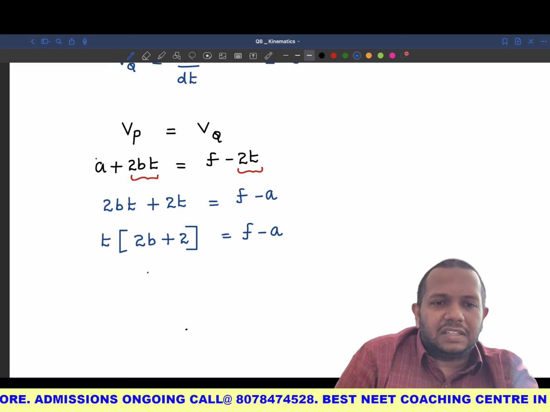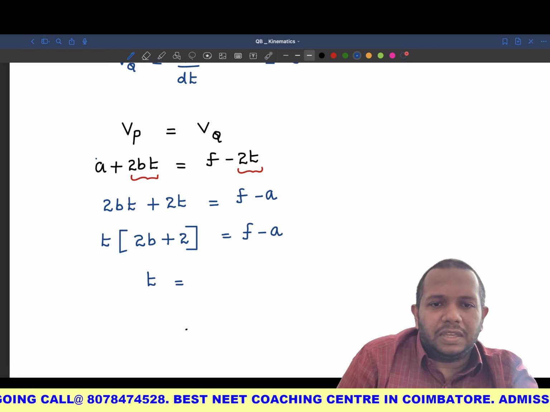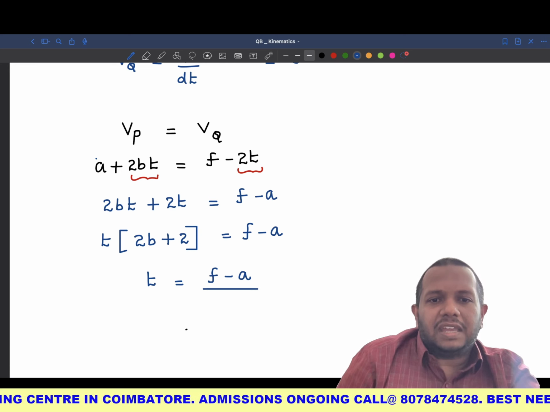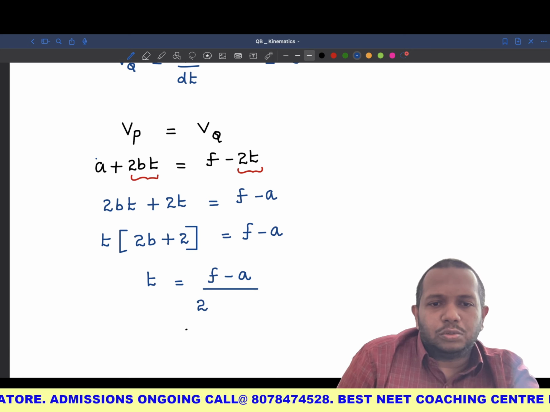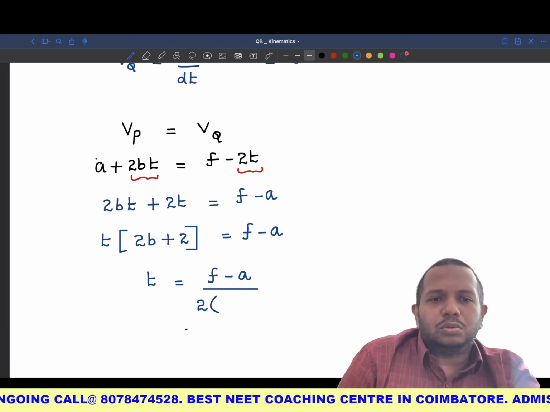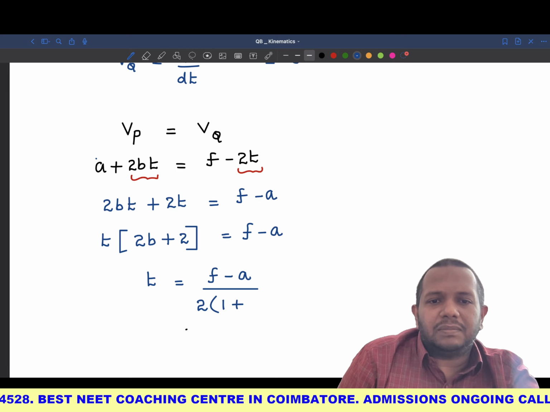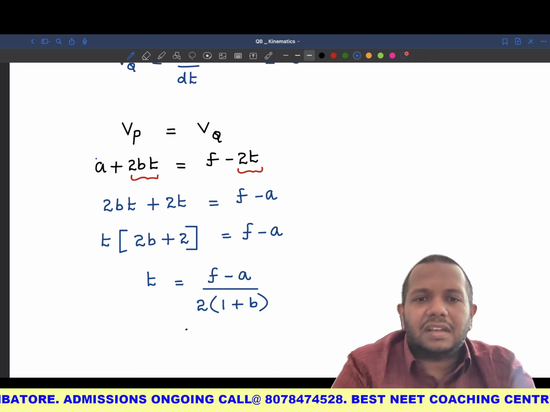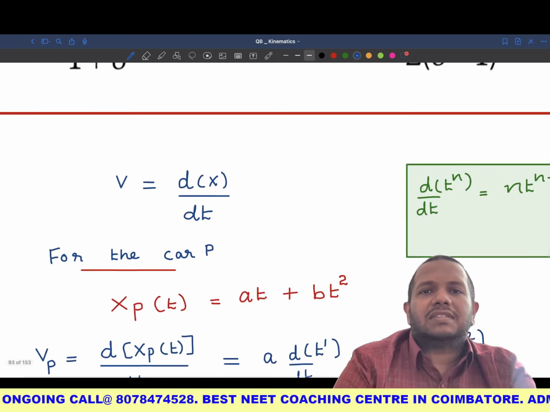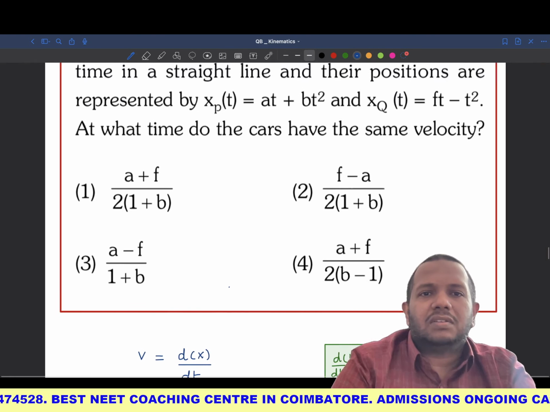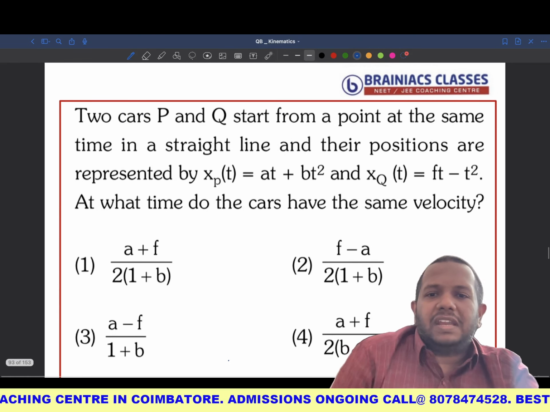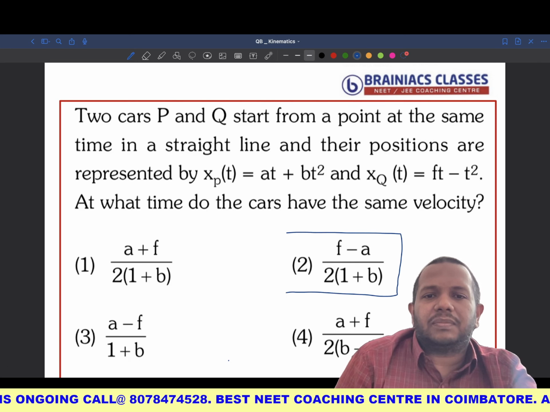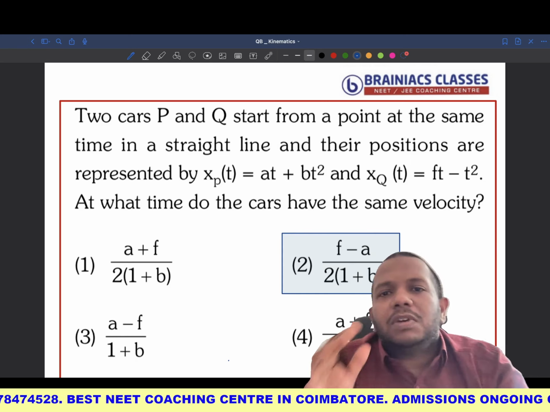Now from this I will get the equation for time. Time will be f minus a divided by, taking 2 common, 2 into 1 plus b. Let's check whether this is there in the answer. Looking at the options, I can see f minus a over 2 into 1 plus b. So option 2 should be my correct answer. I hope the explanation is very much clear to you.